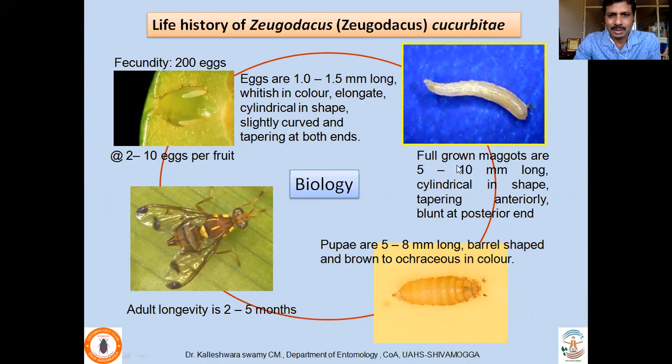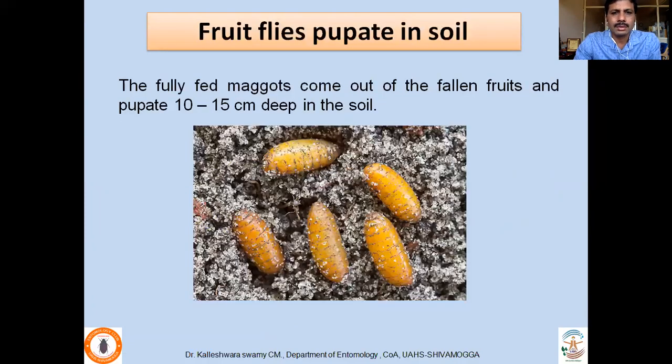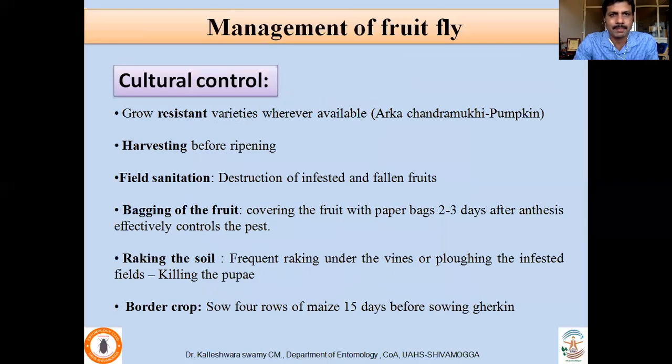Once they mature, the mature maggots come out of the fruit and fall down into the soil, and pupation occurs in the soil. The pupae are usually brown and ochraceous in color. Adults can live up to 2 to 5 months, and hence they cause enormous damage. Very importantly, remember that fruit flies lay eggs directly inside the fruits, whereas they pupate in soil. If you know the biology, you can design the management strategies.